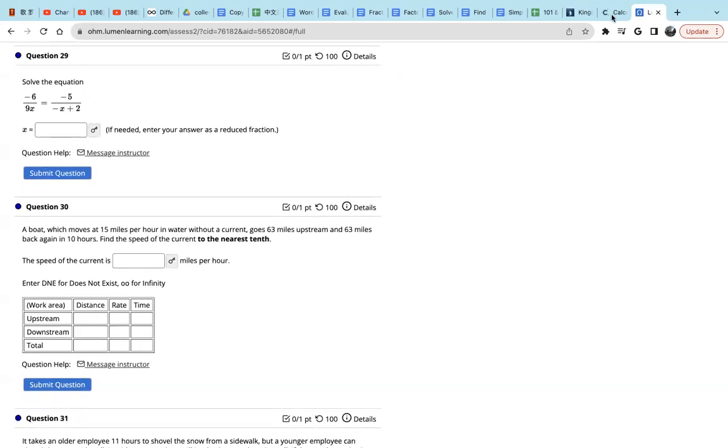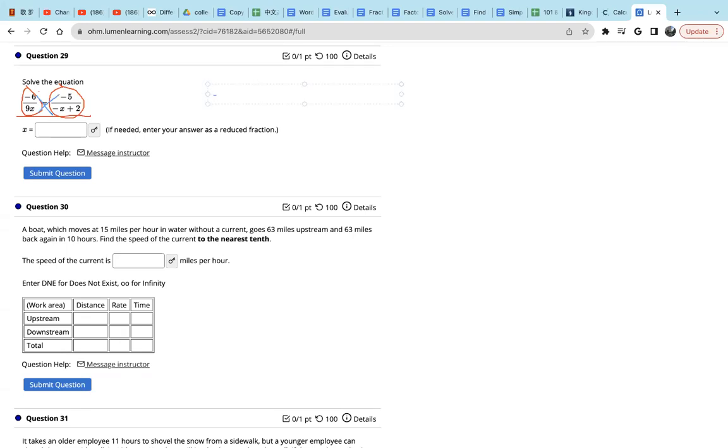Number 29. Equation again. So we have one term on the left-hand side, we have one term on the right-hand side. We can perform cross multiplication.